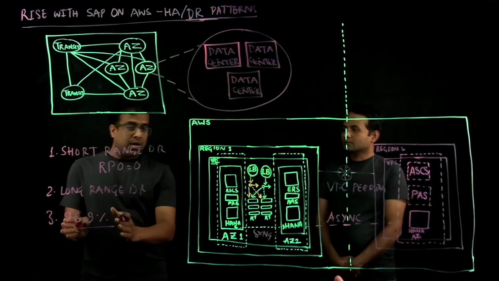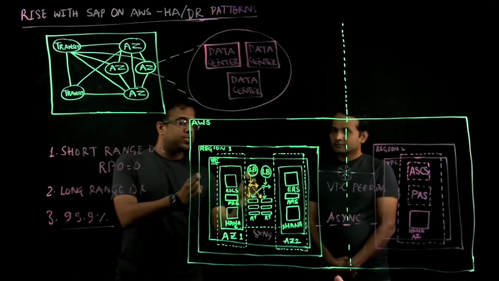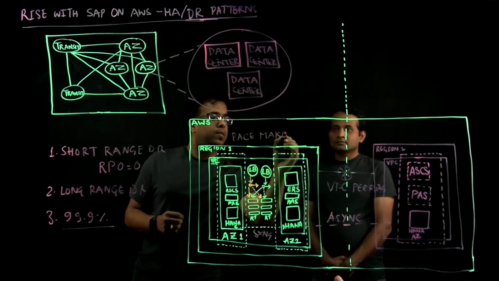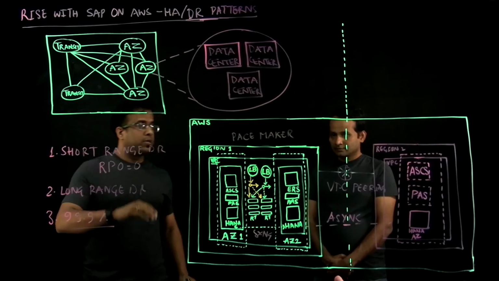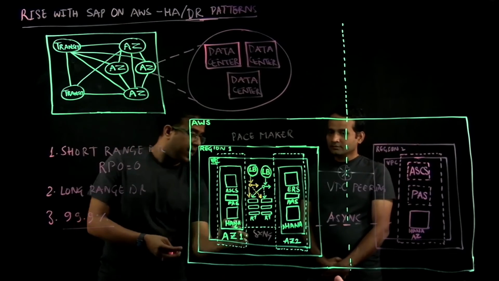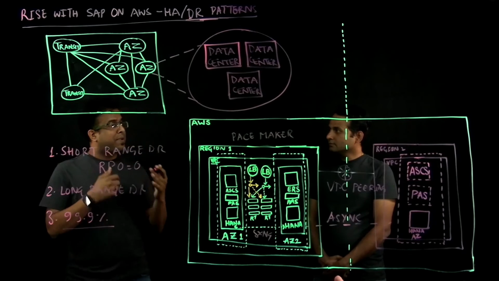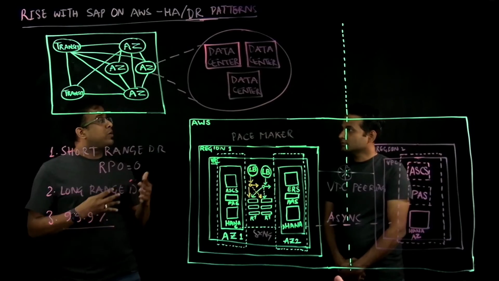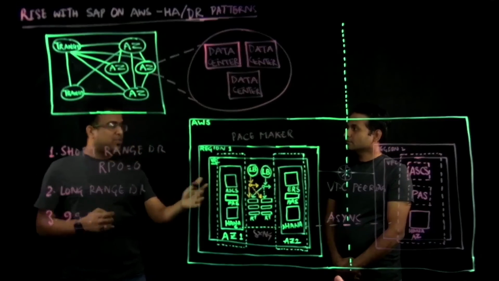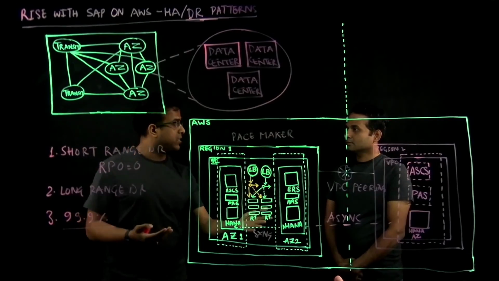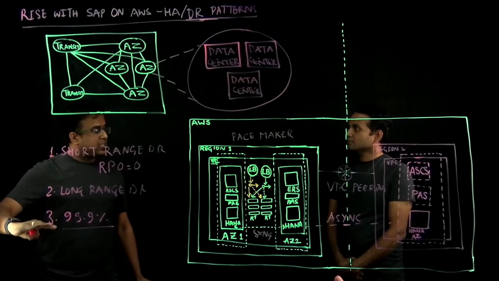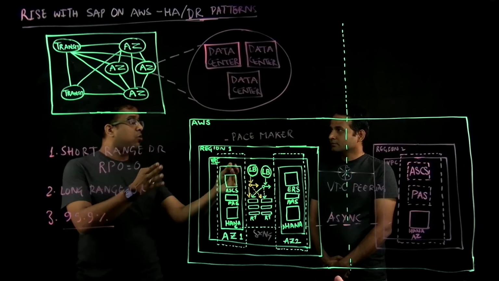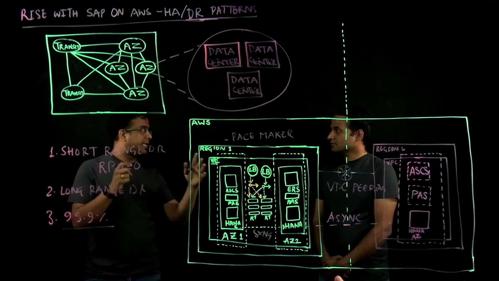They achieve 99.9% SLA using a pacemaker cluster on top of a cross-AZ architecture in a single region. They already have the HANA database in sync mode. Now they're using the pacemaker cluster to do the automated failover, so there is no time lost during the failover, and SLA or availability is increased. So there are three different options now: short range DR, long range DR, and 99.9% SLA using a pacemaker cluster on top of two availability zones in a single region.